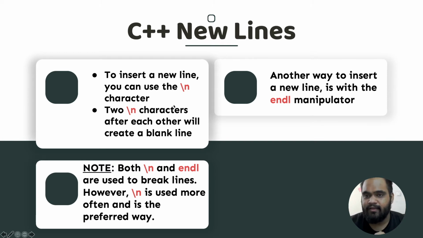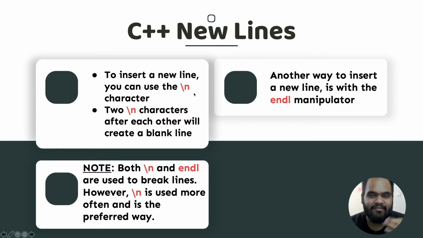Now another way is to use endl. If you convert that into its full form, it would be end of line, so that it knows that this is the end of the line, and it will move on to the next part. Both of these are used in programming to have a next line. But in the majority of cases we use \n, because it is the preferred way of doing it, and it's easy to know that you have a new line as well.